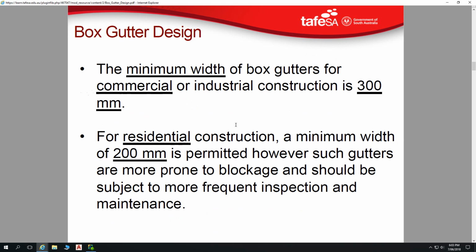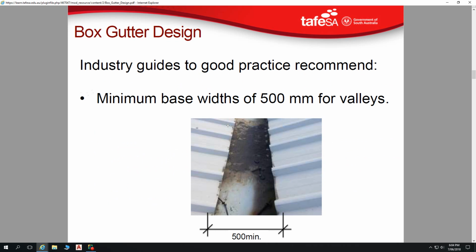So minimum width of box gutters for commercial or industrial construction is 300 millimetres, and for residential construction, minimum width is 200 millimetres. Anything less than that is getting pretty tight for cleaning out. I'm not sure if that recommendation is for commercial or residential. I'm fairly sure that's for commercial. So minimum base width is 500 millimetres for valleys.